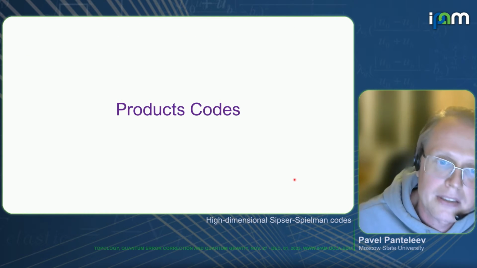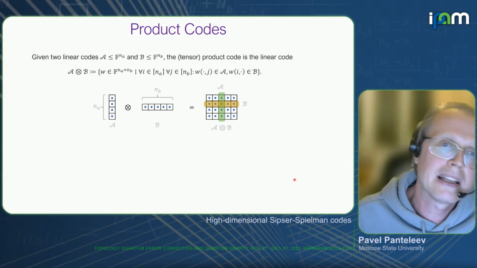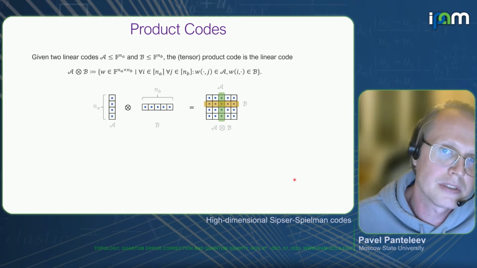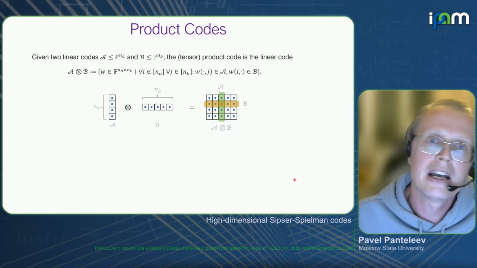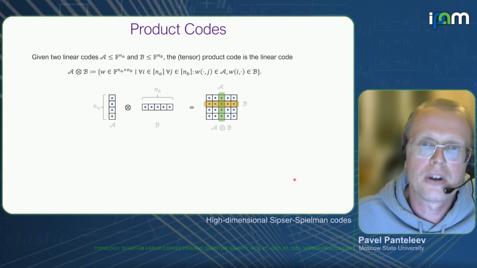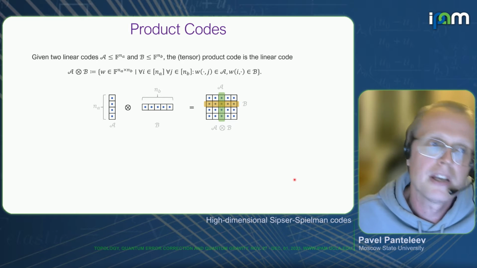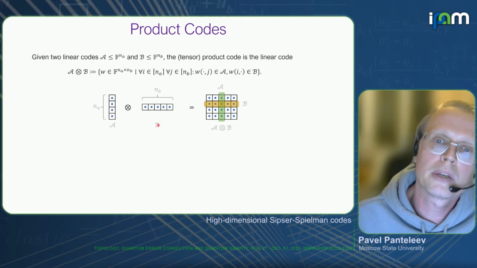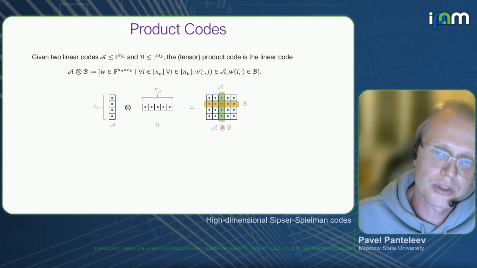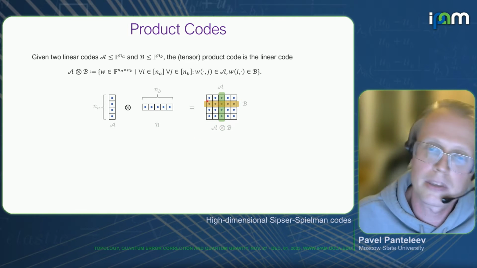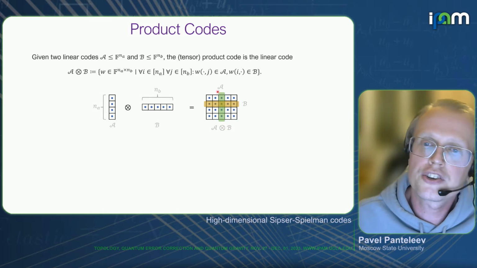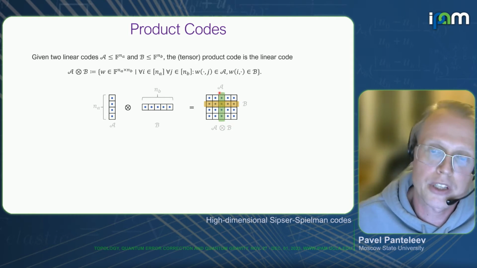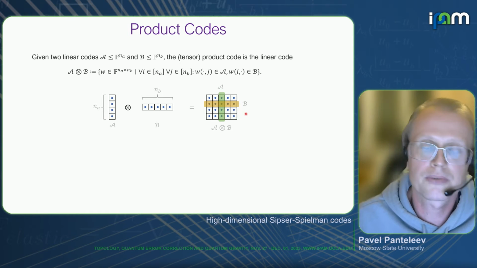Okay, but let us go and discuss classical codes, and in particular classical product codes, which are also very important for my talk today. So given two linear codes A and B, we can consider what are called tensor product codes. It's a code that consists of the matrices where each column is from the code A and each row is from the code B.